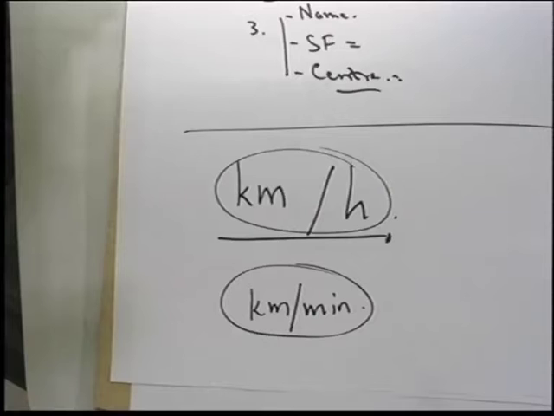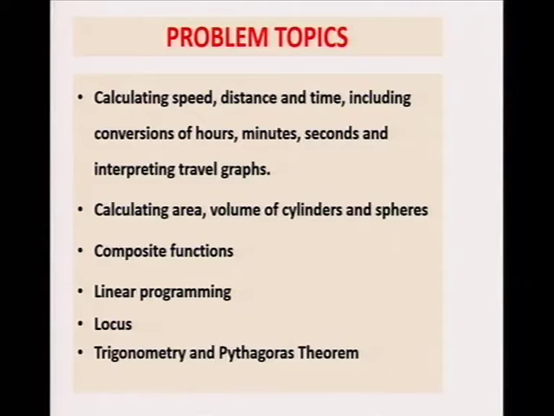And added to that, we should also be able to interpret travel graphs correctly. For example, at times the area under the graph is the distance covered. And when is that situation? Is it when we have a speed time graph, or is it when we have a distance time graph? We should be able to tell, and we should be able to know what that area under the graph gives us in the different scenarios.